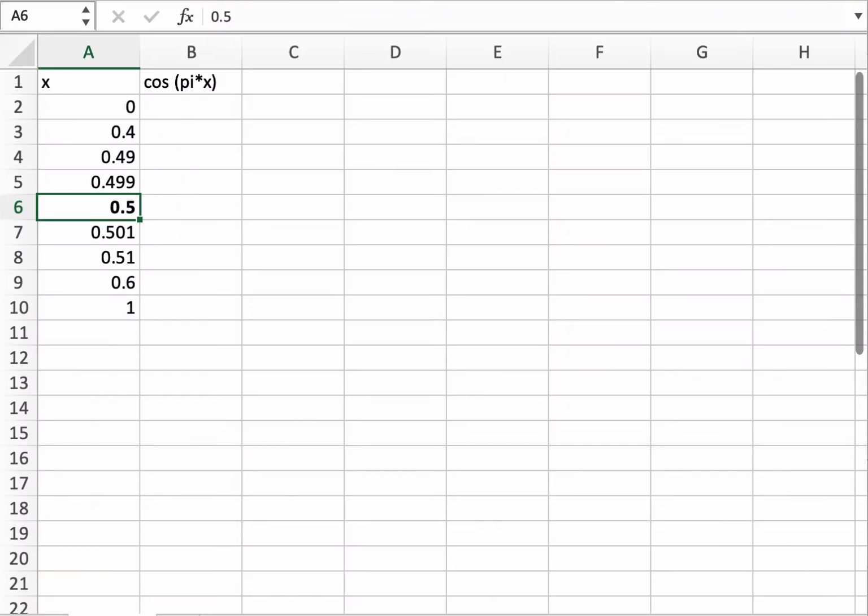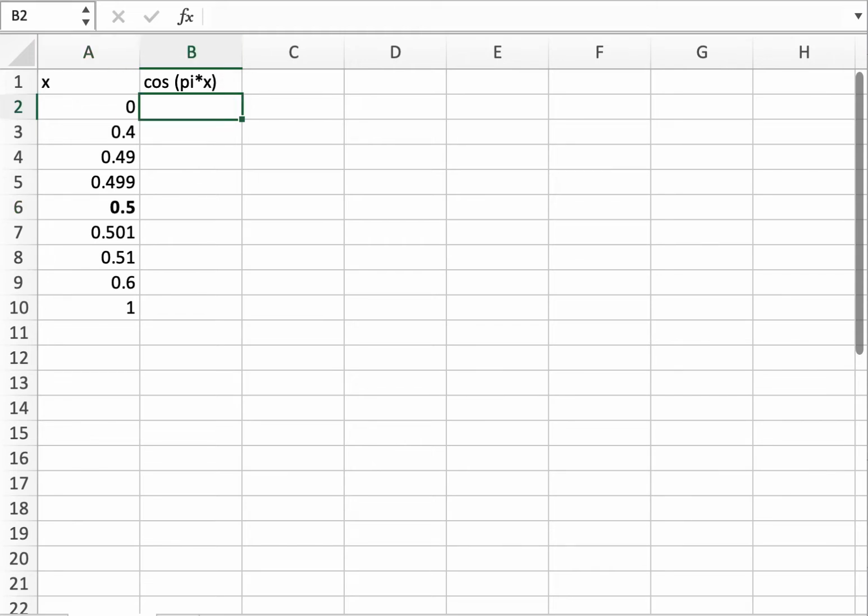And I've set up an Excel spreadsheet here. I've got a column that has x values. You can see that they go from 0 up to 0.499 to 1/2, and then from 1 down to 1/2. So that's approaching 1/2 from numbers smaller and numbers greater than 1/2. To use Excel here, this cosine pi x that I've put in this cell is just a note to myself of what it is that I'm computing.